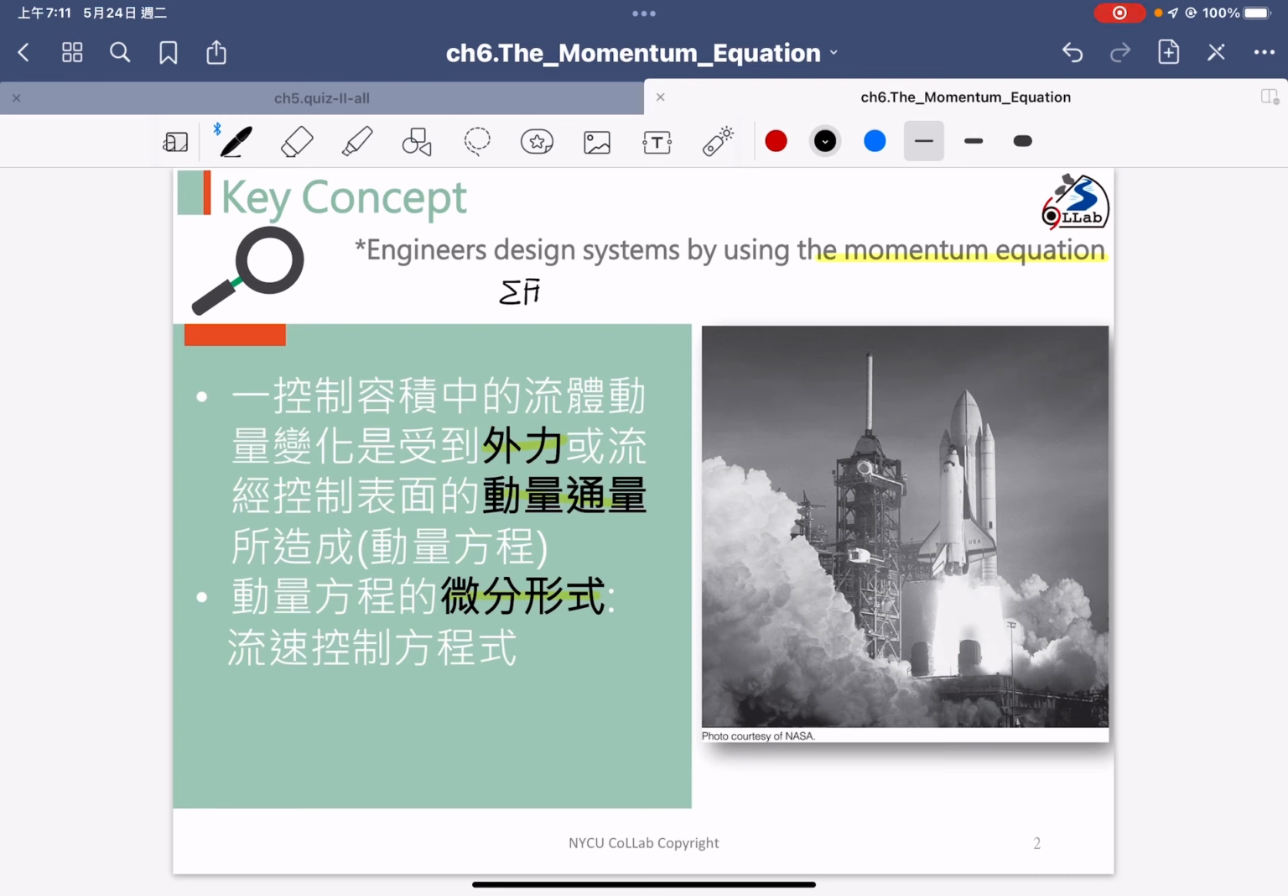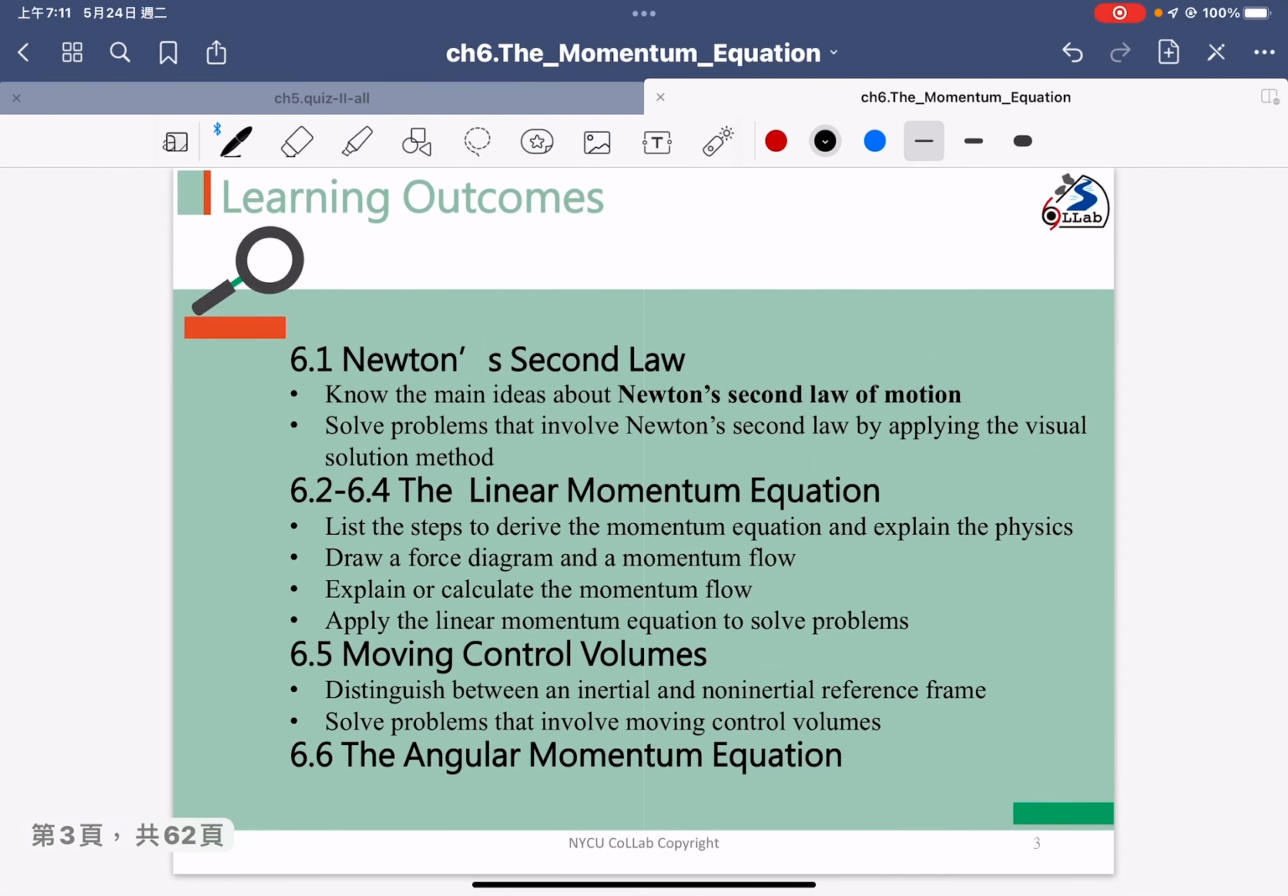Okay, and then we have two conditions: it is equal to 0 or not. And then we will have the momentum flux along the control surface. So we will have the momentum flux related to the control surface. Okay, so the slide summarizes all of the learning outcomes in this chapter.